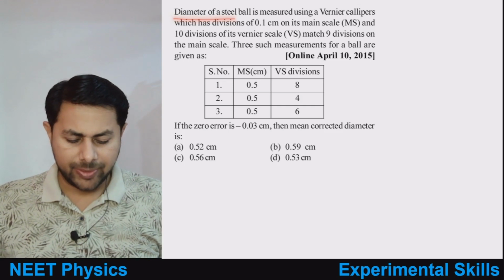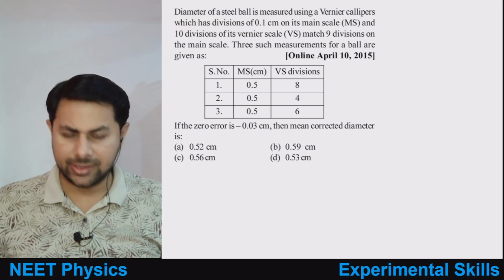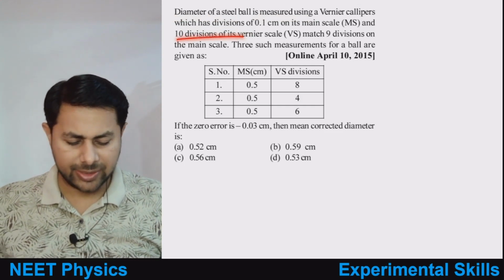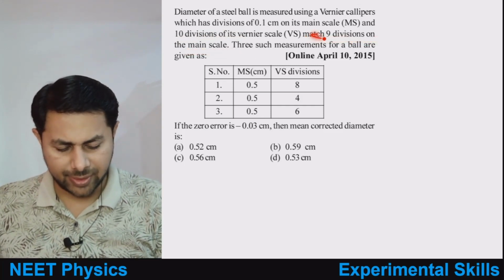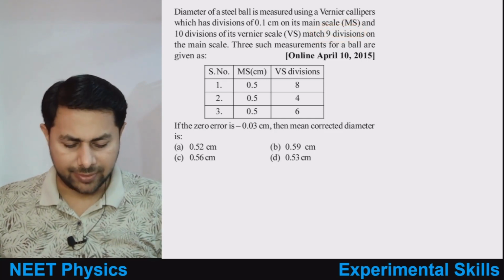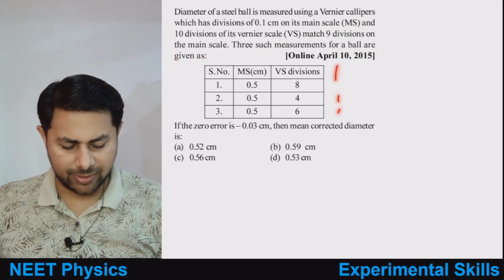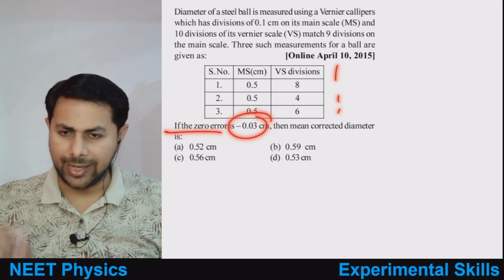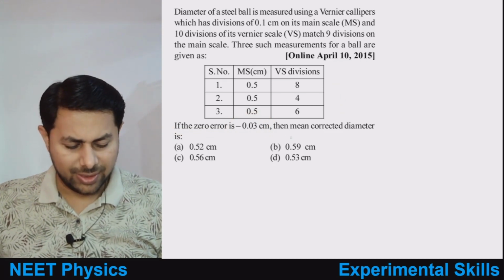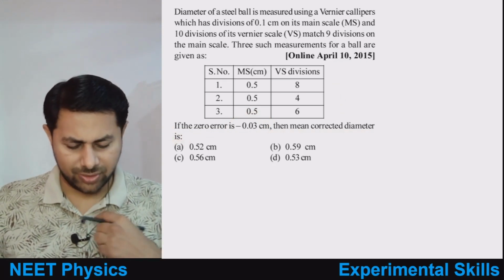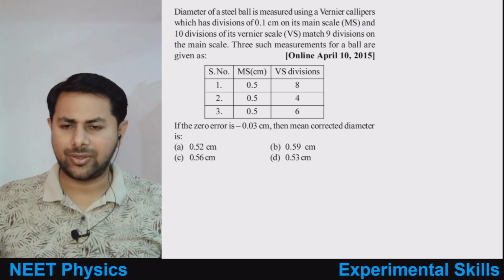Diameter of a steel ball is measured using Vernier calipers, which has divisions of 0.1 centimeter on its main scale, and 10 divisions of its Vernier scale match 9 divisions on the main scale. Three such measurements for a ball are given. If the zero error is minus 0.03 centimeter, so if zero error is negative, we need to add it. The mean corrected diameter is, so if you have 3 values of diameter, you just need to find the mean of that.